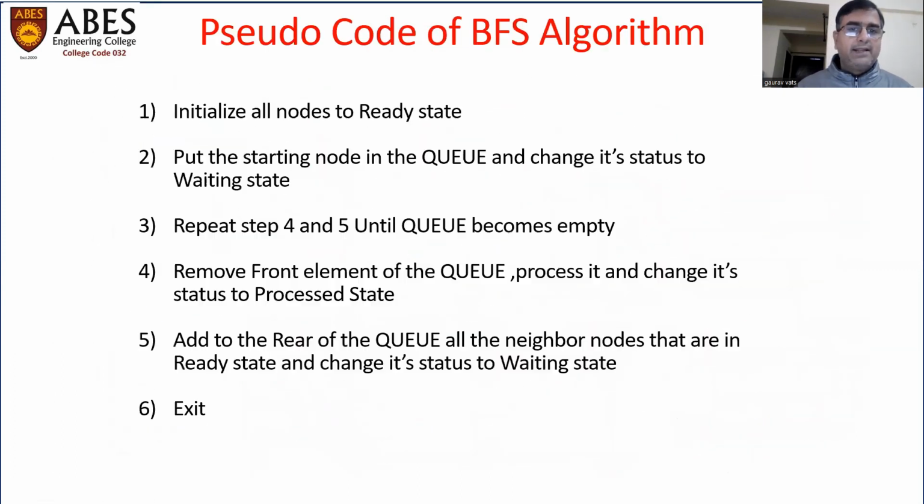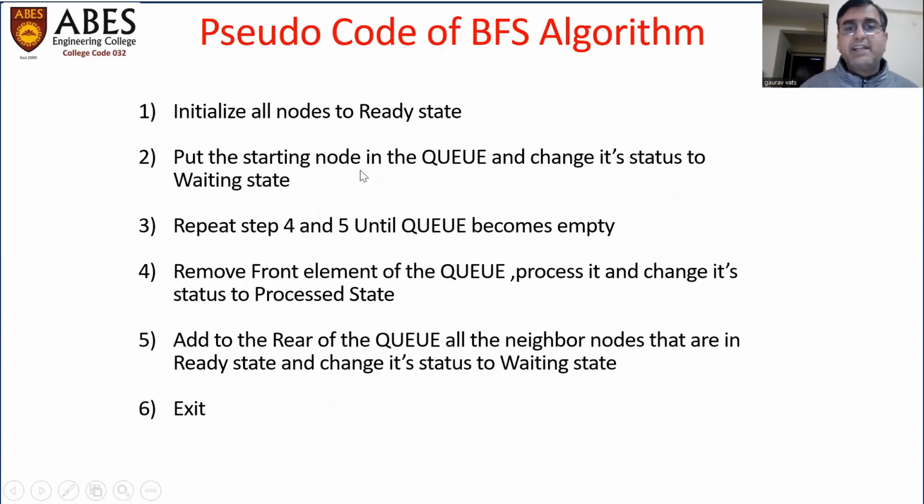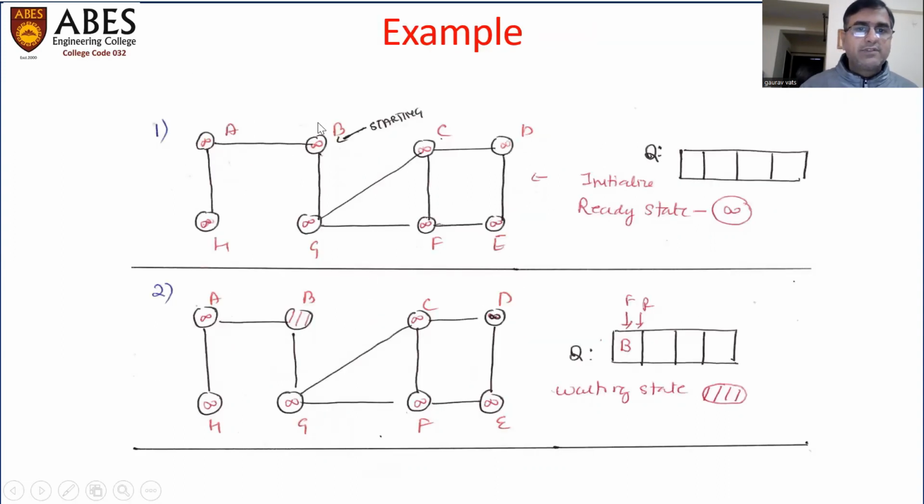Now, again, I will repeat that algorithm. We have initialized all the nodes to the ready state. Put the starting node in the queue and change its status to waiting state. This was the starting node. We have put that node into the queue, and this node is front as well as rear. Whenever we put any node into the queue, we put its status to waiting state. That's why it is in a waiting state, and all other nodes are unaffected.